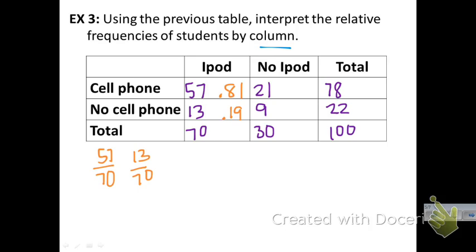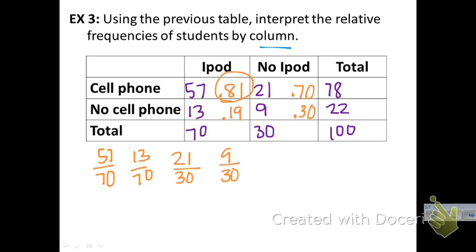We'll do also the no column, or the no iPod column. So we take 21 divided by 30, which is 0.7. And then 9 divided by 30 is 0.30. Again, if you add straight down, you should get 1. And then we're going to talk about this. This right here is our strongest association, so that's what I'm going to actually write about right now.